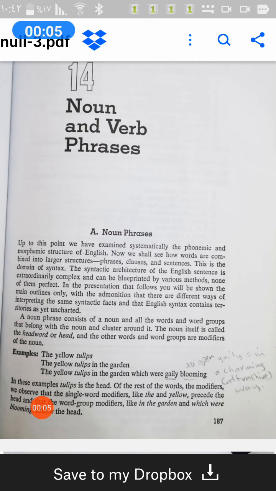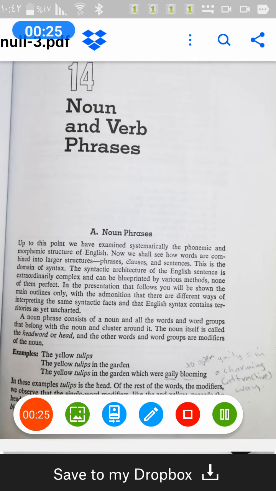This time we are going to talk about phrase structure in English, but from the structuralist point of view. The chapter that has been selected for this purpose is chapter number 14, entitled Noun and Verb Phrases. First, we are going to talk about noun phrase.